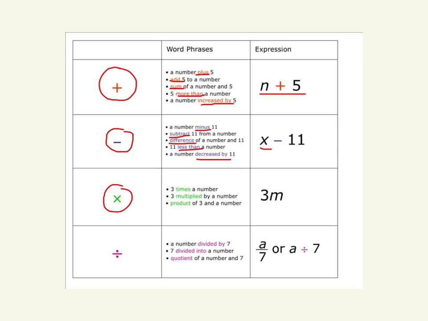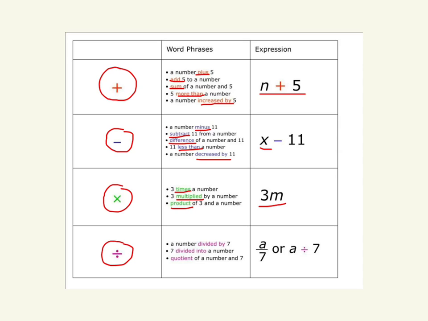Alright, let's move on to multiplication. 3 times, times being my keyword there, multiplied, and product. Those are all keywords of multiplication. Now, if you look at your expression over here, 3m, remember, anytime you have a variable stuck to a number, that means multiply. Like this 3m right here means 3 times m, or 3 times a number, or 3 multiplied by a number, just like it says in our word phrases here.